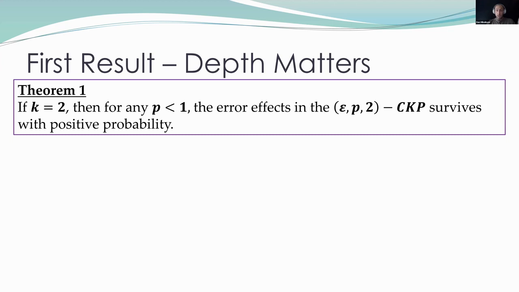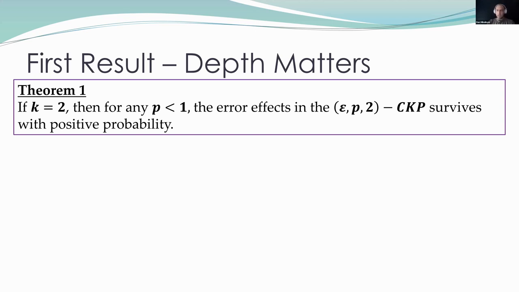Okay, so formally, if K is 2, if you are only going to check 2 levels upwards each time, then it doesn't matter what proportion of knowledge you are going to check for any non-trivial P, the error effects will survive with positive probability. Okay, so there is a positive probability for some mistake to propagate forever.